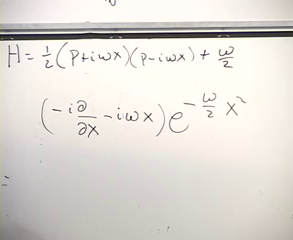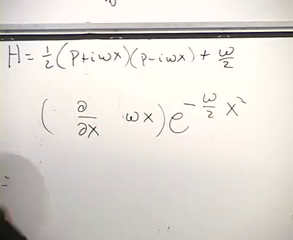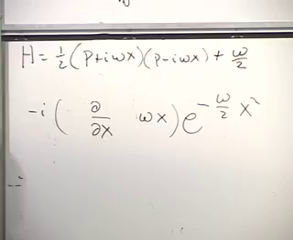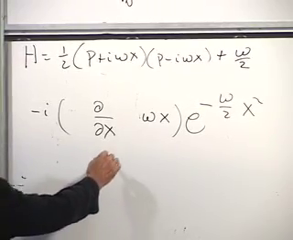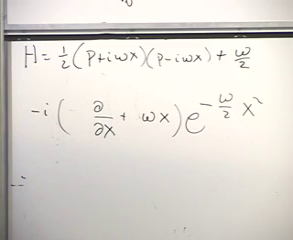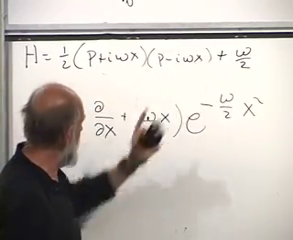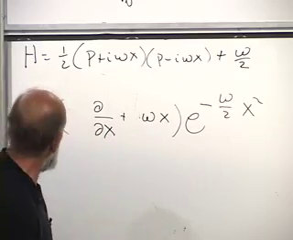Yeah, that looks right. Good. Okay. Now let's take out the factor of minus i. And was this plus? I think it was plus then, right? Yeah. Minus i d/dx minus i omega x, both of them have the same sign, minus i in front of them.